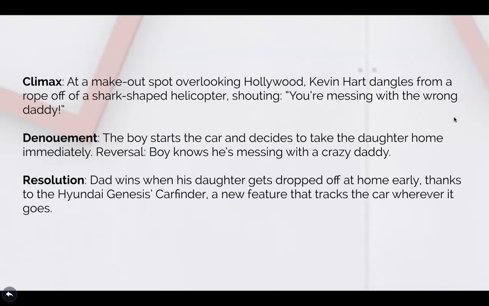And up until the moment where we reach the climax at the makeout spot overlooking Hollywood, Kevin Hart is dangling from a helicopter shouting, "You're messing with the wrong daddy." After that has reached its climax, its pinnacle moment, in the denouement, the boy now realizes the jig is up. He's not going to be successful in his date with the daughter.